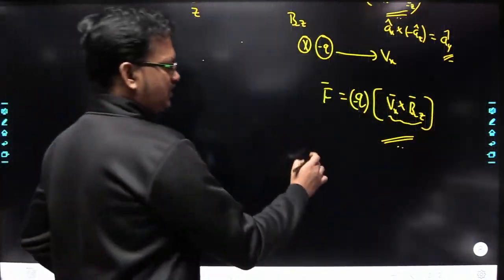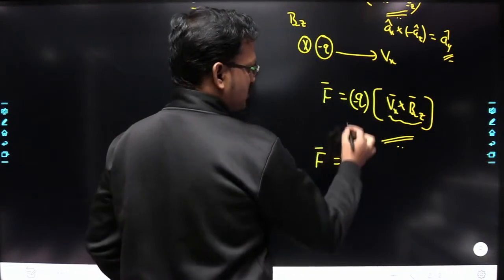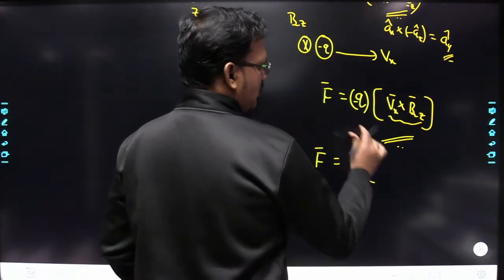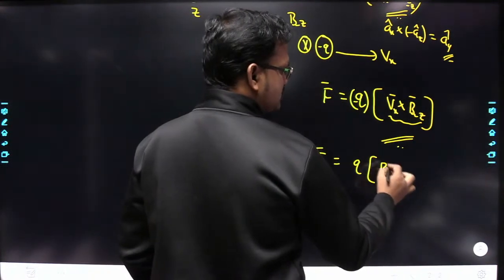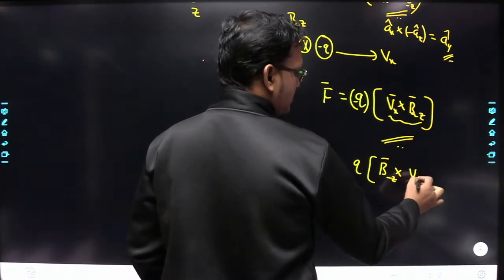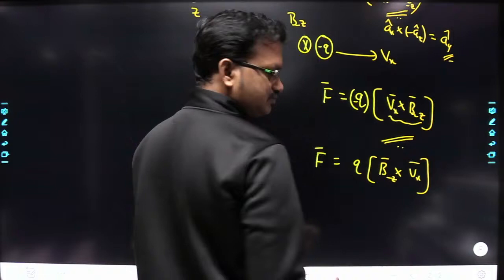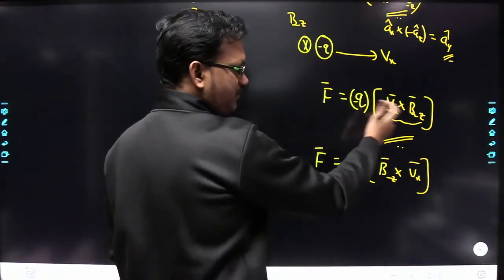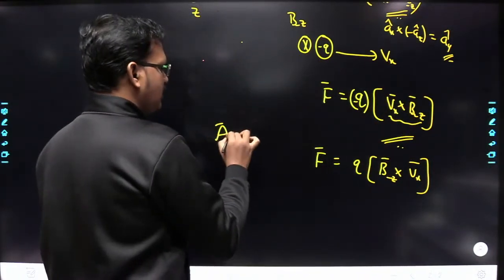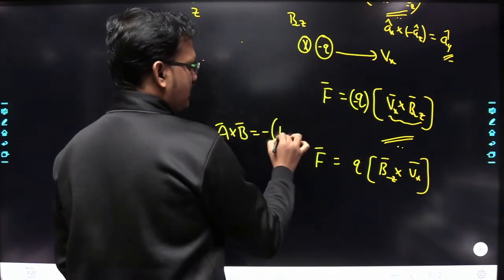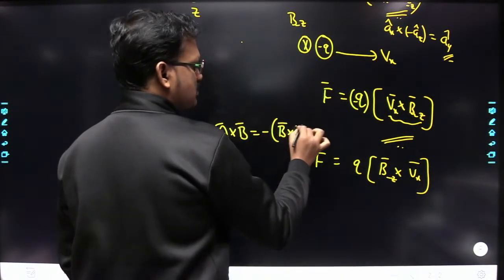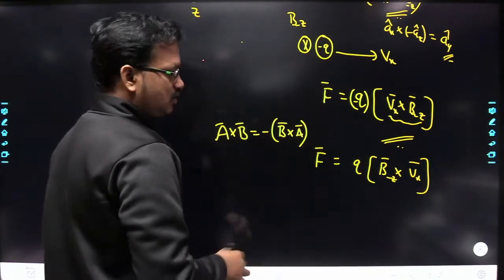See, what do you mean by this? F bar is equal to, I can write the same thing as Q into B minus Z bar cross V X bar if I multiply with minus. In this manner also I can write it. We know that A bar cross B bar is equal to minus of B bar cross A bar.